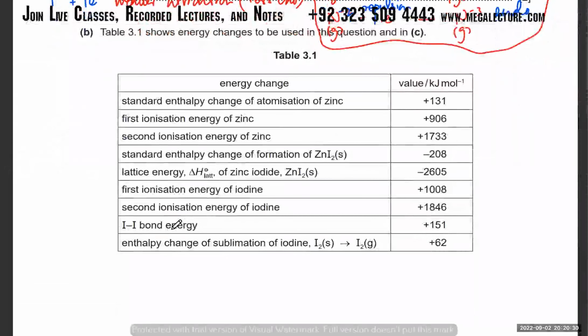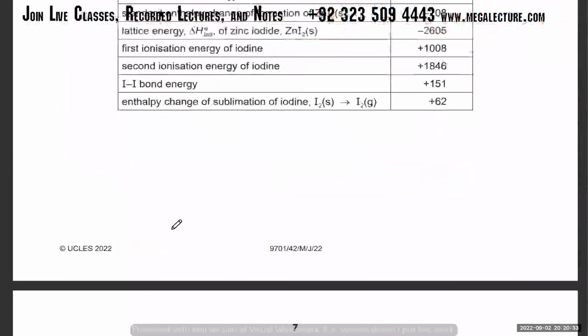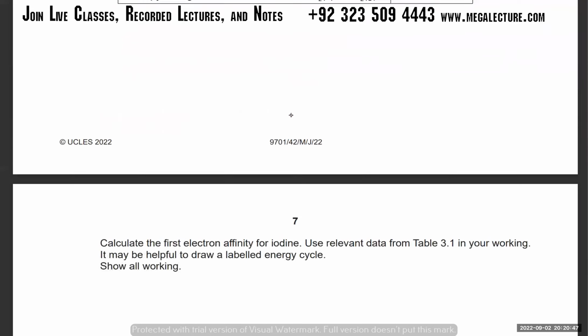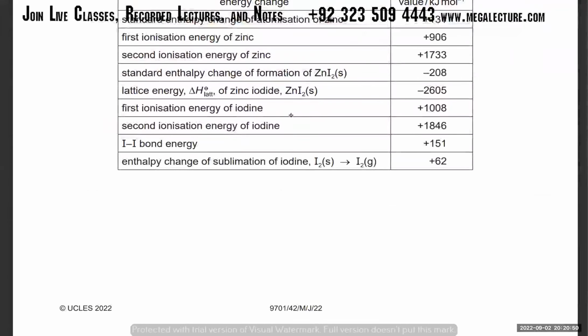Now, here's a question on Born-Haber cycle. Calculate the first electron affinity. Use relevant data from the table 3.1 in your working. It may be helpful to draw a labeled energy cycle. And specifically, based on the data that's given, enthalpy change of sublimation of iodine, etc., all of that stuff that's given.